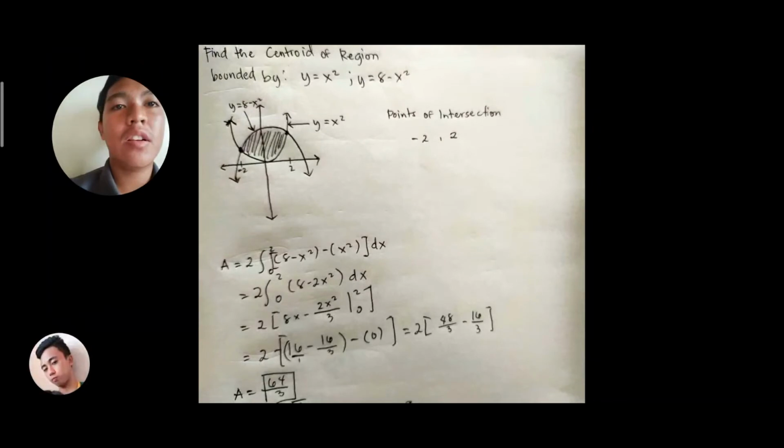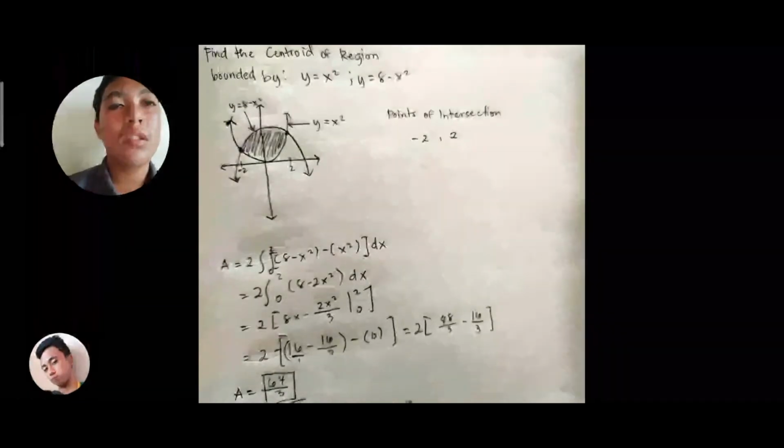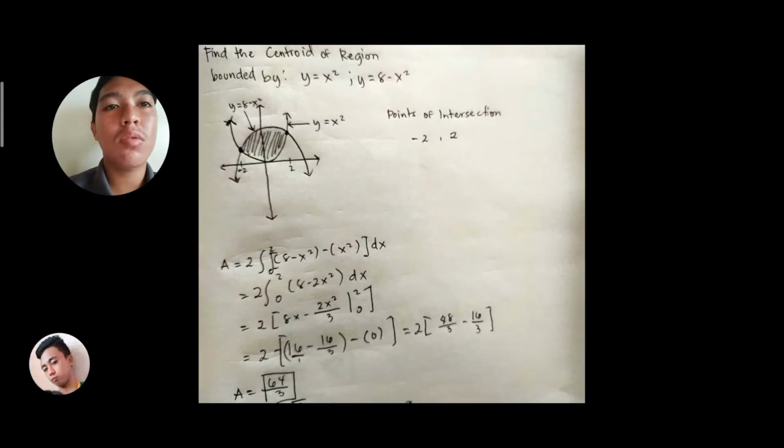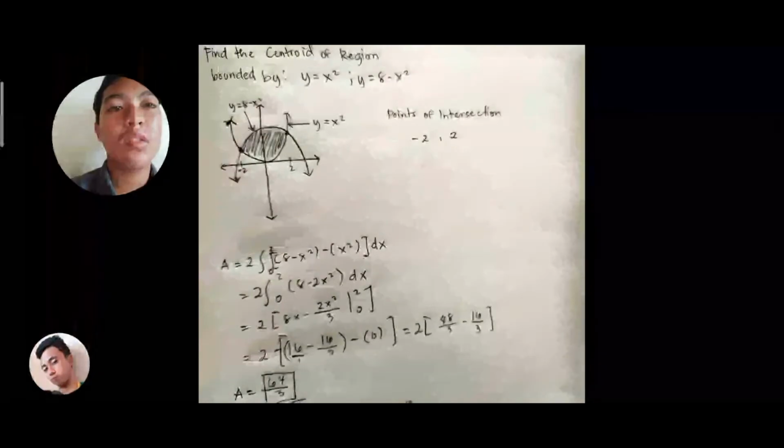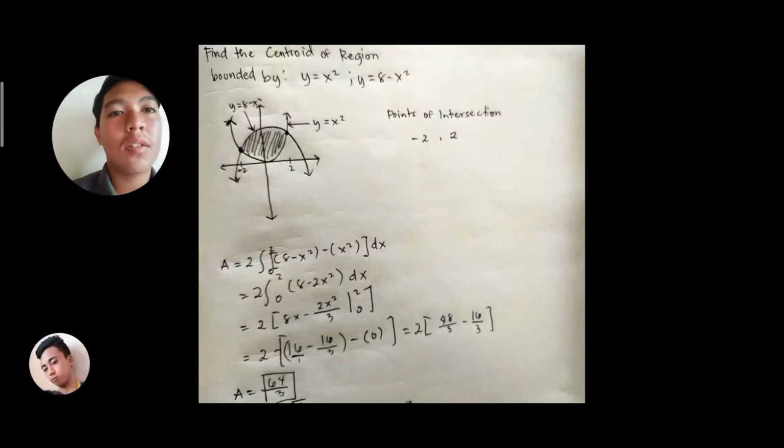Now we will solve the area. Area equals the integral from 0 to 2 of the top function minus the bottom function, which equals 2 times the integral from 0 to 2 of 8 minus 2x squared dx. Then 2 multiplied by 8x minus 2x cubed over 3, from 0 to 2, and then we plug in the 2 and the 0.